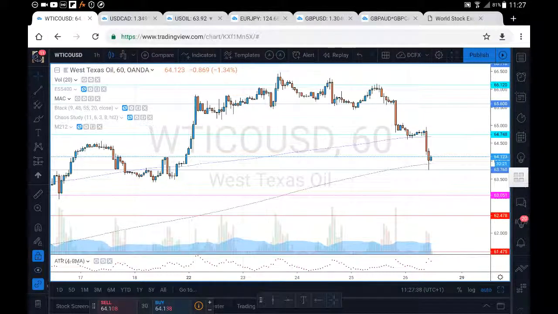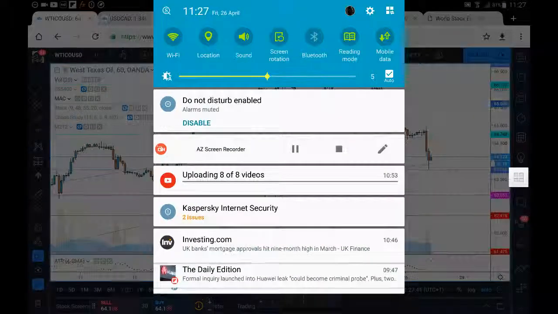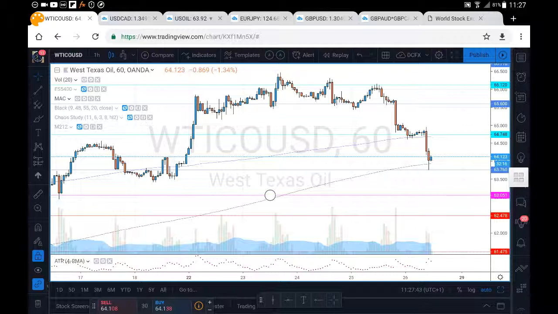So this is US oil analysis for Friday the 26th of April. Now let's just have a look at prices and where prices may likely go. Here on the US oil, we've seen prices break above the 65.60, briefly held support there, and had a rally beyond the 66.12 counter resistance.